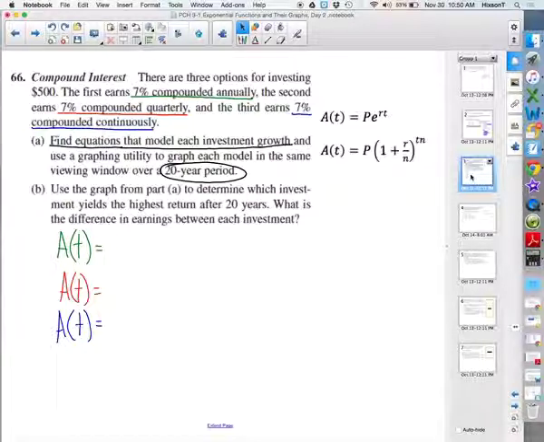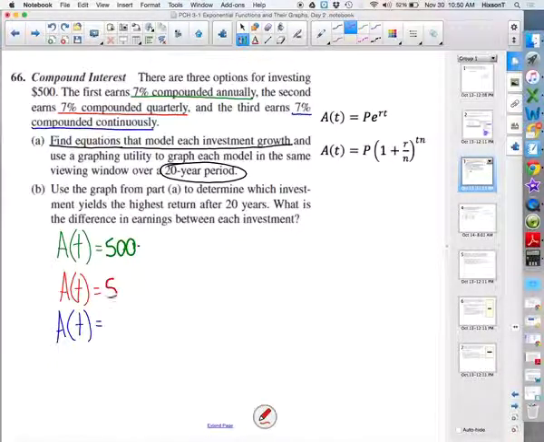It says there are 3 options for investing $500. Let's stop right there. If we're investing $500, what would we call that $500? That's our principal. You'll notice that both of the formulas start with P, so I'm going to write down that 500 for all 3 formulas. It's going to be 500 times something there, 500 times something there, and 500 times something there.